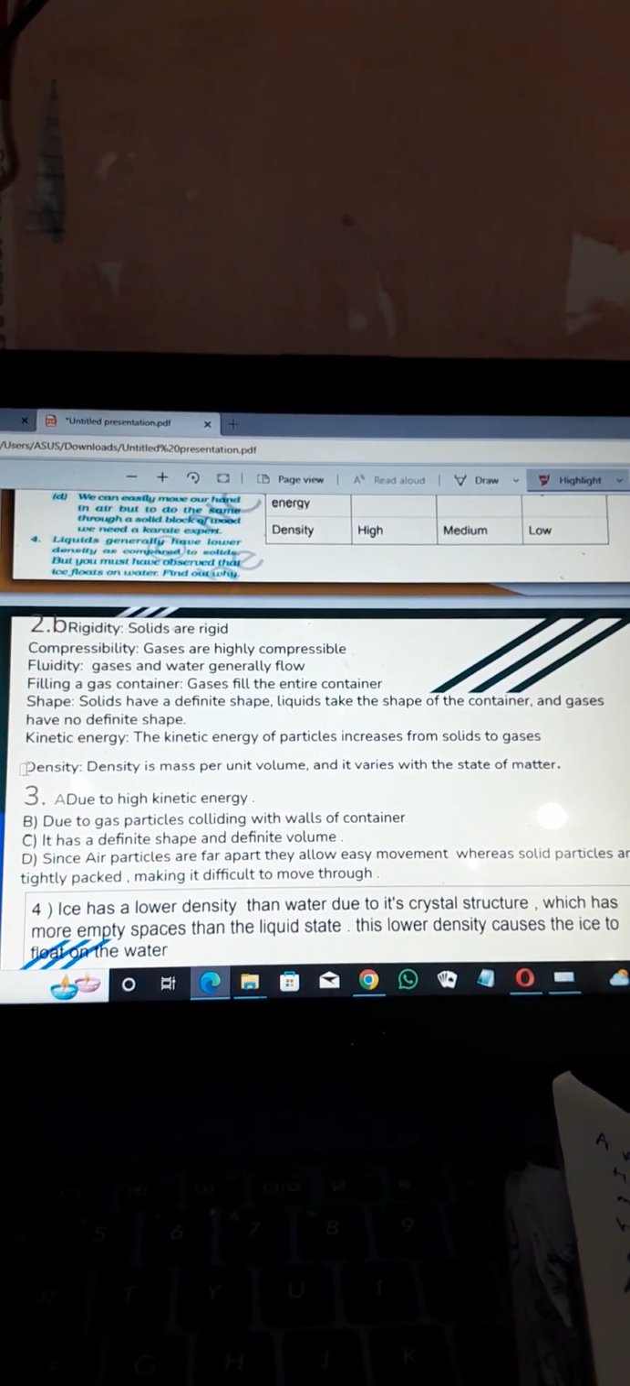Shape: solids have a definite shape. Liquids take the shape of the container. Gases have no definite shape. Kinetic energy: the kinetic energy of particles increases from solid to gas. And density: density is mass per unit volume and varies with the state of matter.